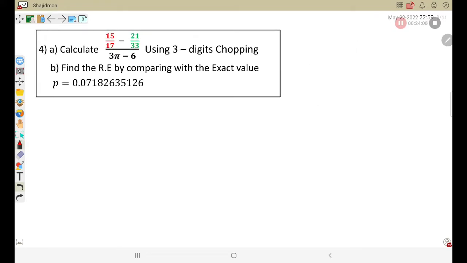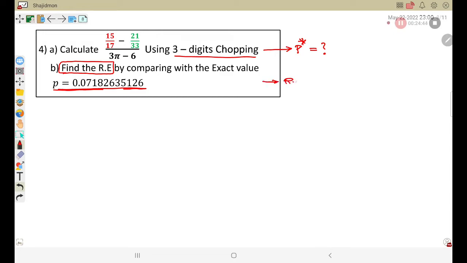Calculate 15 over 17 minus 21 over 33, divide 3 pi minus 6 using 3 digits chopping. 3 digits chopping means we need to calculate P star value. Correct? Now, what is the second part? Find the relative error. That is the question. Find the relative error by comparing the exact value already given here. See, P number already given. Just to find the relative error. That is the second part of the question.